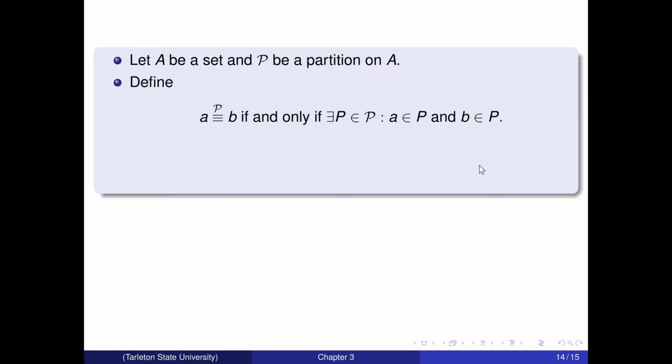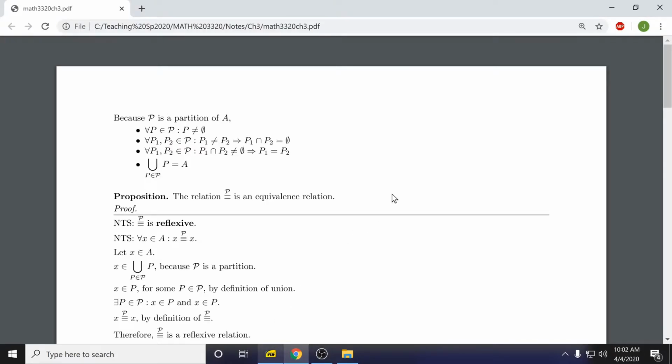All right, so that's what this slide talks about. It says let A be a set and P be a partition, and we're still defining A is equivalent to B in the same way. We are going to now prove that this relation is indeed an equivalence relation. So let's go ahead and do that. I'm going to tab over to this document, which has that information in it.